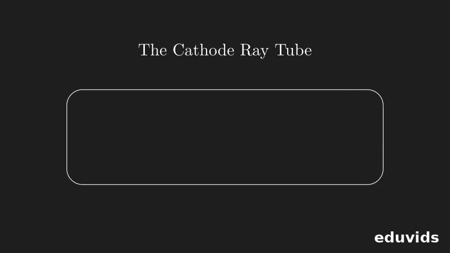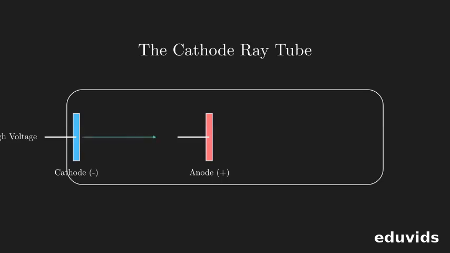First, let's understand the cathode ray tube itself. It is a sealed glass tube with most of the air pumped out, creating a vacuum. Inside are two metal plates called electrodes, a negative cathode and a positive anode. When high voltage is applied, invisible cathode rays shoot from the cathode towards the anode. These rays make the glass glow faintly when they hit it, revealing their path.